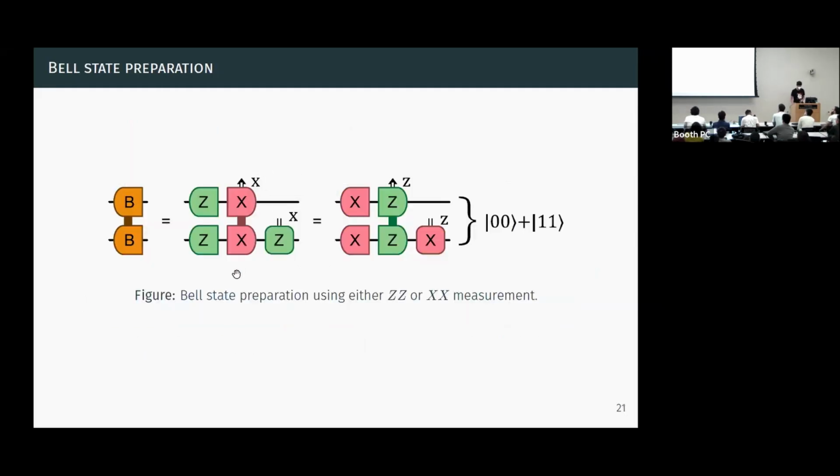So then we can start building more and more complicated logical constructs. So for example, Bell state preparation is basically just preparing 0, 0, right? It's a Z basis, or is it?